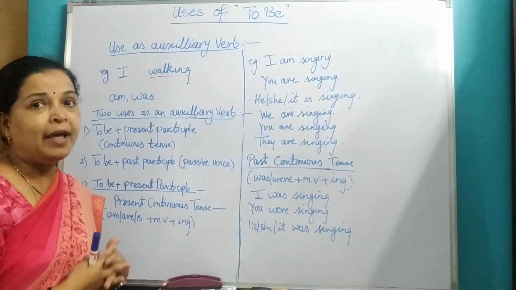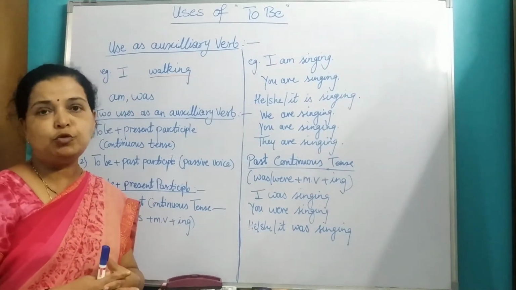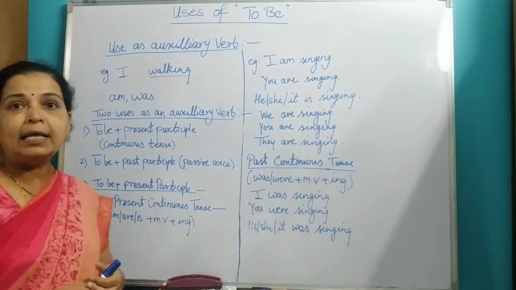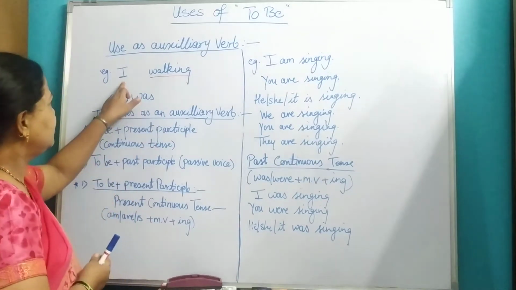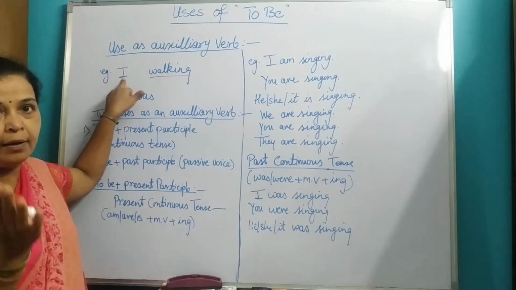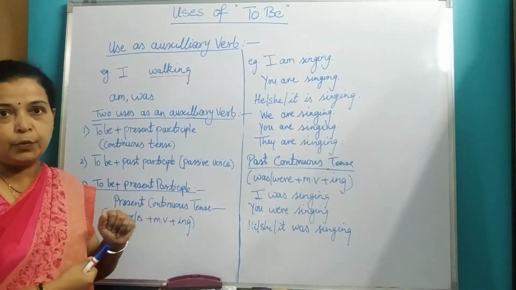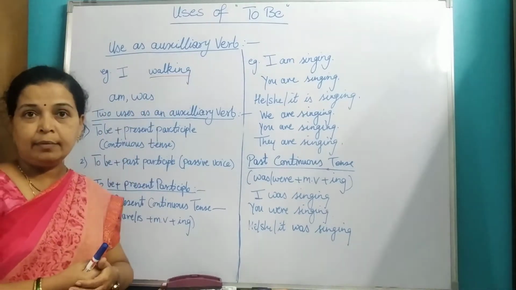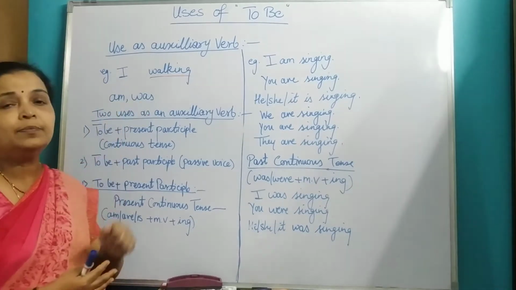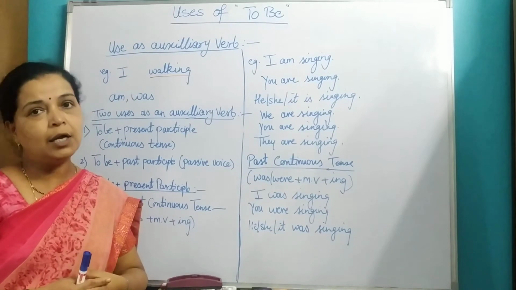So this work of helping the main verb is done by the various forms of to be. Am, are, is, was, were can be used as helping verbs. So here the subject is I. With I we can either use am or was. I am walking, I was walking. So am and was are helping the main verb walking to make complete sense.